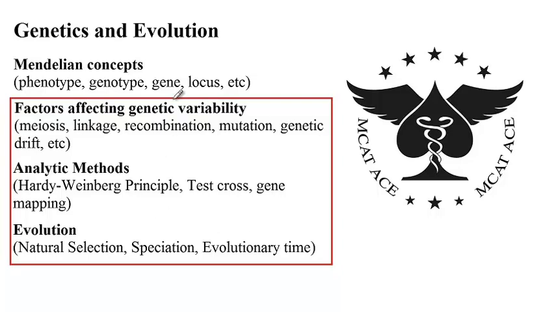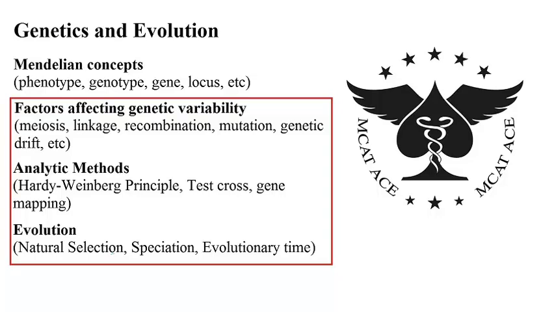Now in this lecture I would like to continue talking about different factors that can affect genetic variability, whether they are from errors or whether they are from population genetic effects, like for instance genetic drift. Talk about more analytical methods, like for instance Hardy-Weinberg Principle and test cross, and then finally go over the evolutionary concepts, like for instance natural selection, speciation, as well as the definition of evolutionary time. And then finally we will go over some practice questions before we conclude this video.